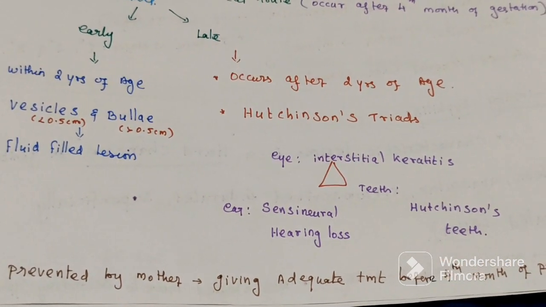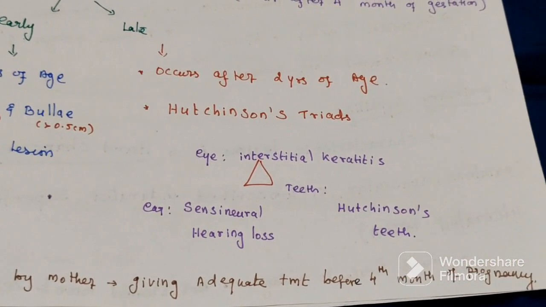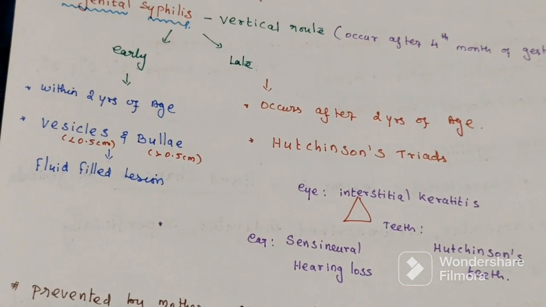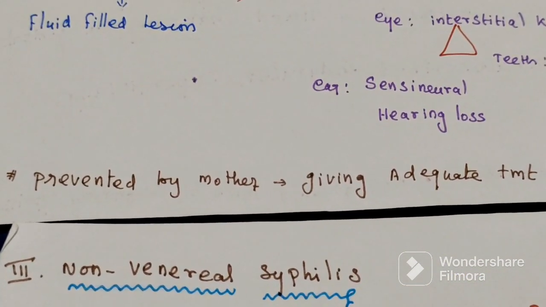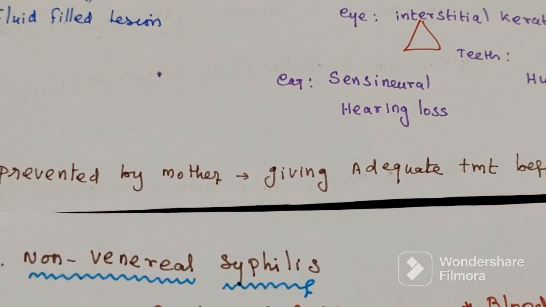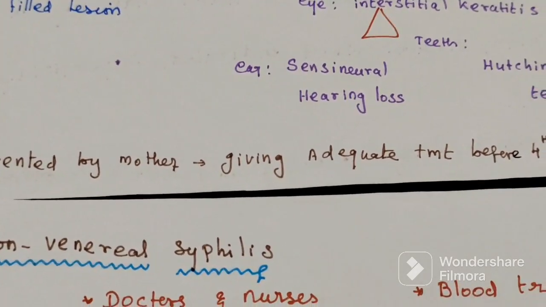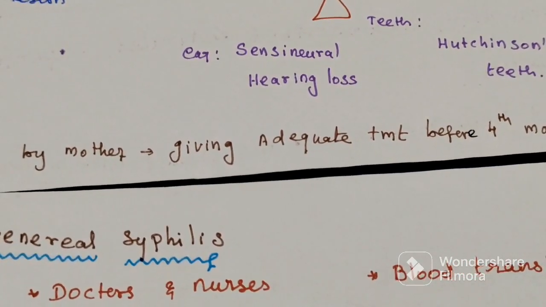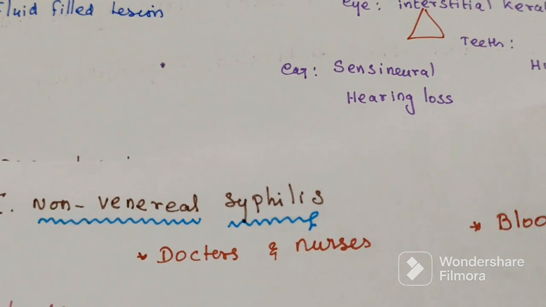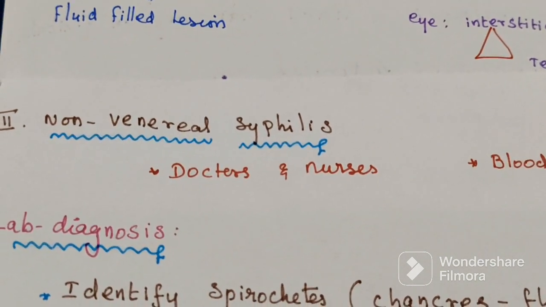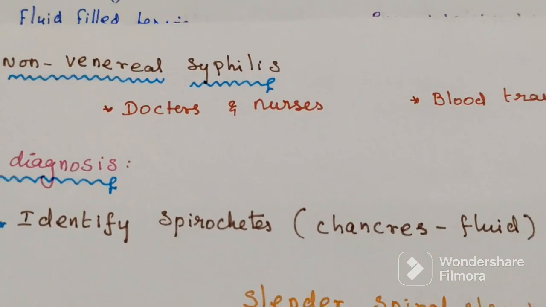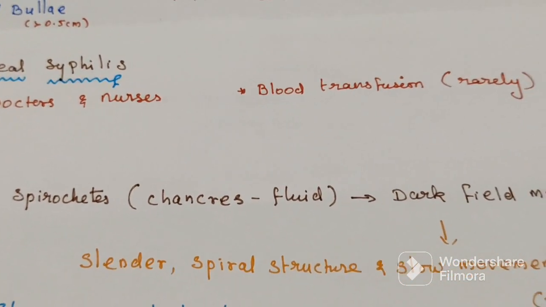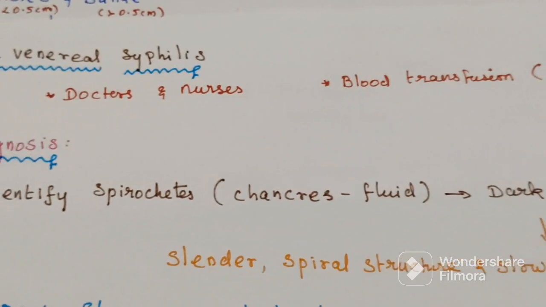Congenital syphilis can be prevented by giving the mother adequate treatment before the 4th month of pregnancy. The last one is non-venereal syphilis, non-sexual. This is from doctors, nurses, blood transmission. It can be transmitted, but this is a rare condition.